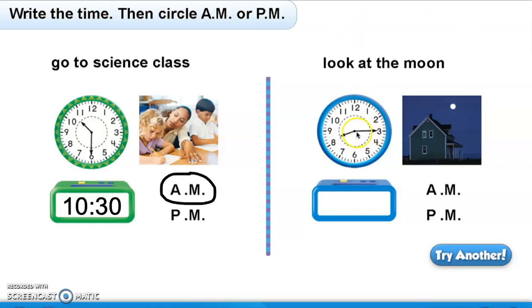All right, so I see that the hour hand is kind of pointing in between the 8 and 9. So the hour is going to be 8, and then 5, 10, 15. So the time is 8:15. And would you see the moon at 8:15 a.m.? Probably not. I mean, the moon might still be out, but in this case, the picture is showing that it's really dark outside, so I'm assuming that it's nighttime. And so therefore, you would look at the moon in the nighttime at 8:15 p.m. Okay? So those are just some examples of things that you would do during AM or PM.